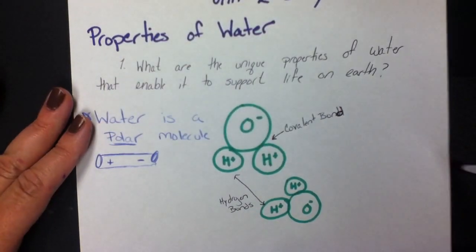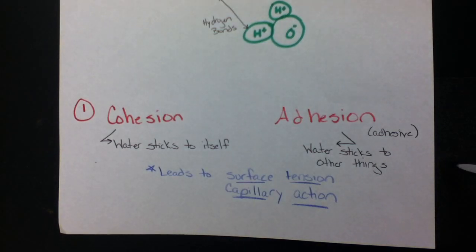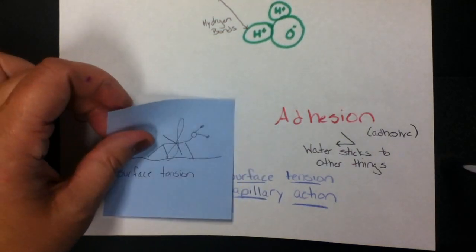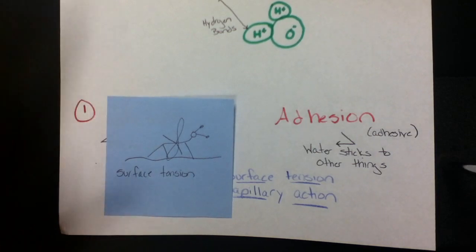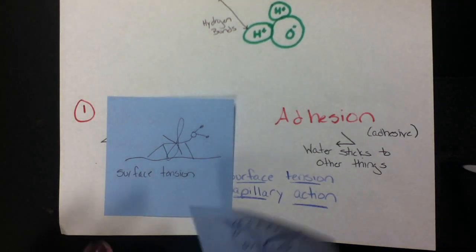Some of the properties that we're going to talk about are adhesion and cohesion. Cohesion is water's affinity to stick to itself. Adhesion is water's affinity to stick to other things. So adhesion and cohesion are going to lead to things like surface tension and capillary action. Surface tension is what gives water that surface at the top, and it enables insects to walk along the surface of the water.